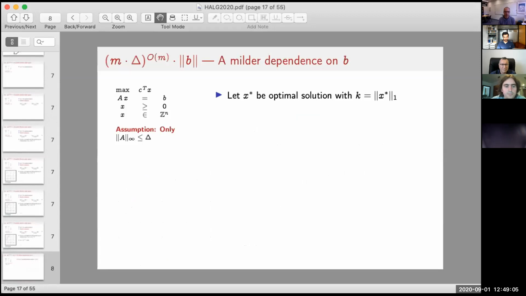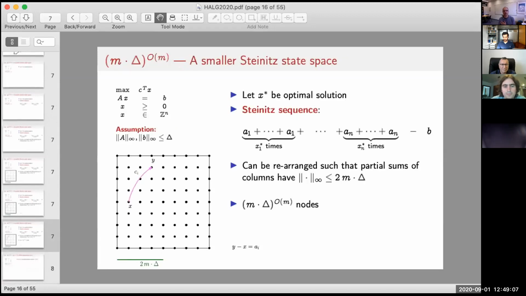And this gives us the running time, because now we simply have to look for a longest path from 0 to B. Imagine here is B and here is 0. We have to look for a longest path from 0 to B. And this gives us an optimal solution to our integer program.